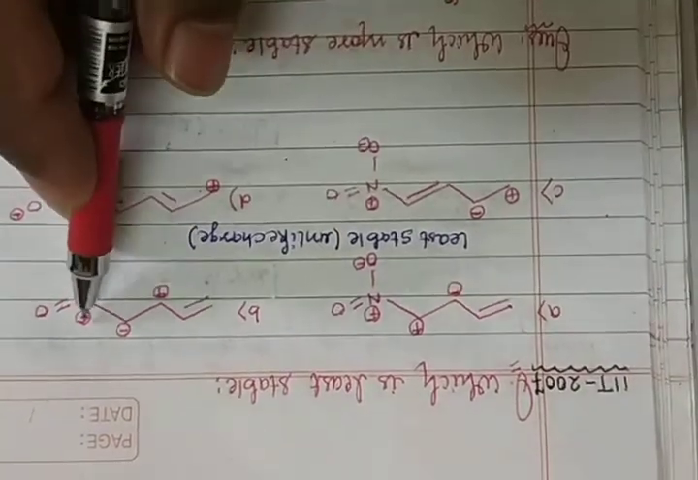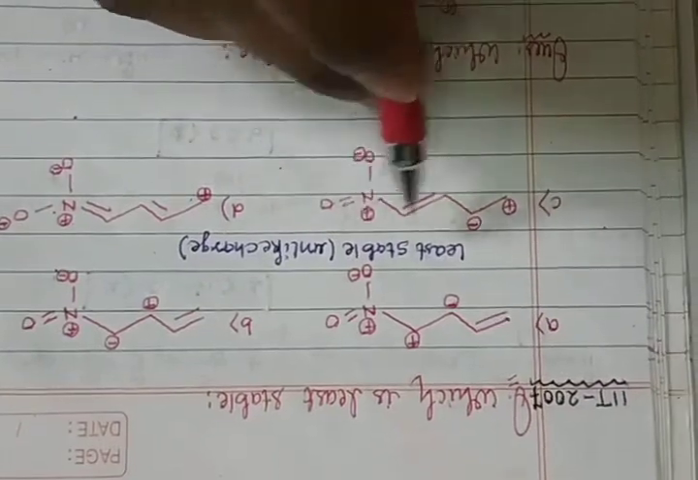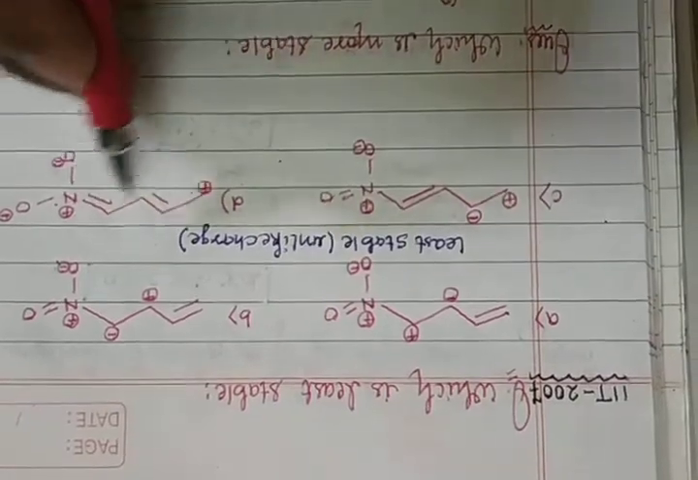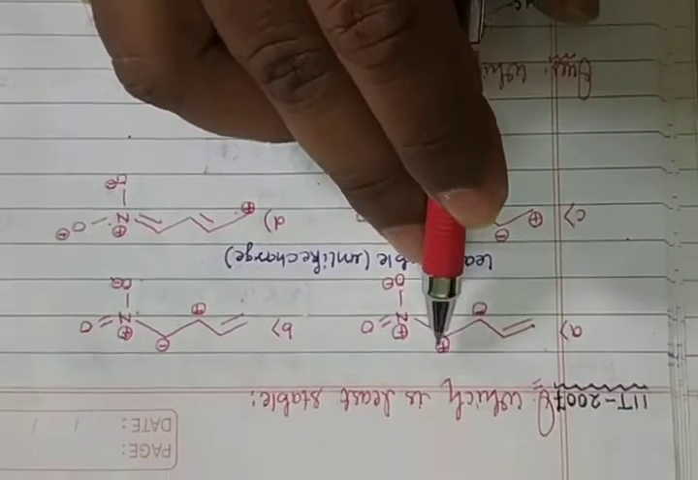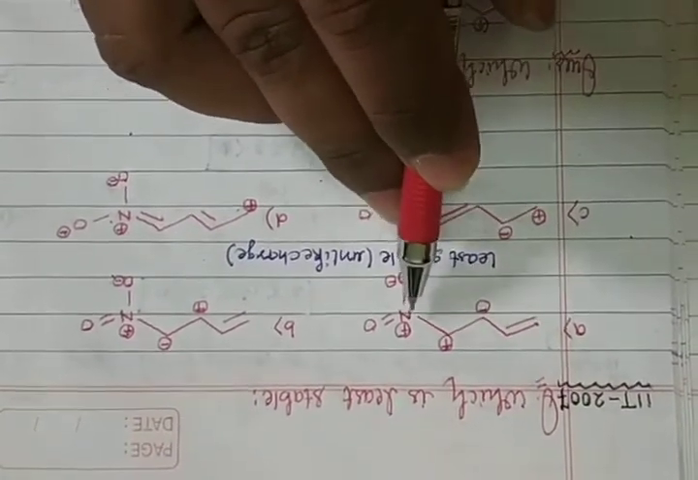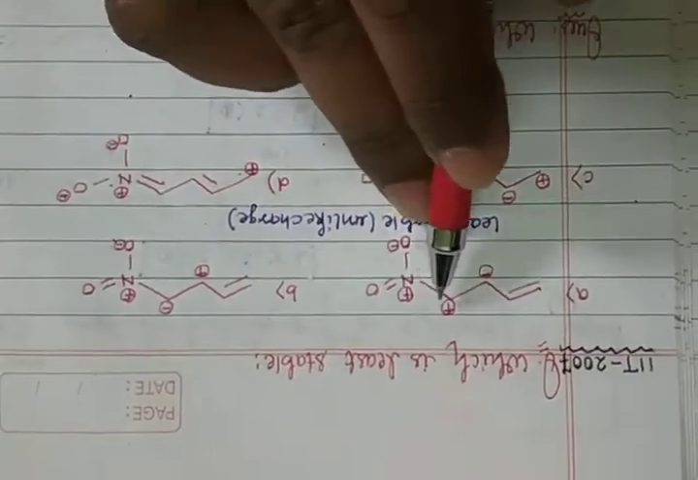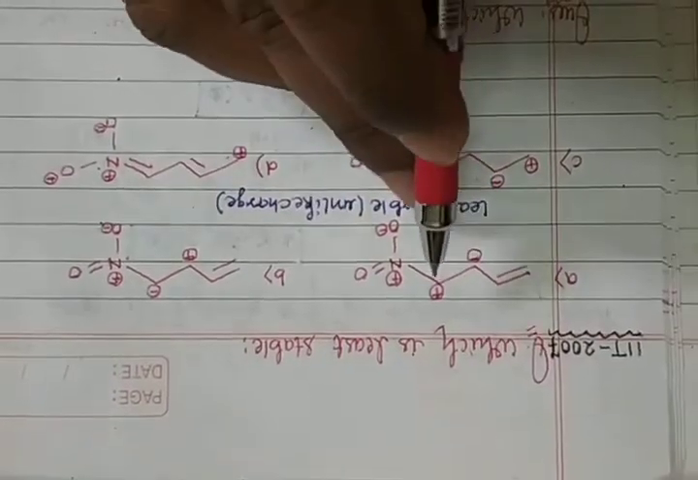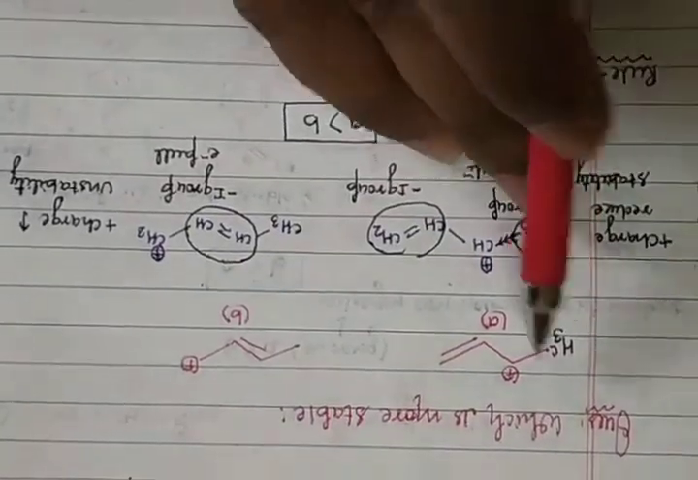Look, in this case there is positive, negative, positive, negative, positive, negative. Clear? This is not near, this is far. Okay, but in this case there is a positive on this nitrogen and a positive on the next carbon. It means the same charges are adjacent, so more repulsion is there. The compound is unstable. The answer, least stable, is compound A.